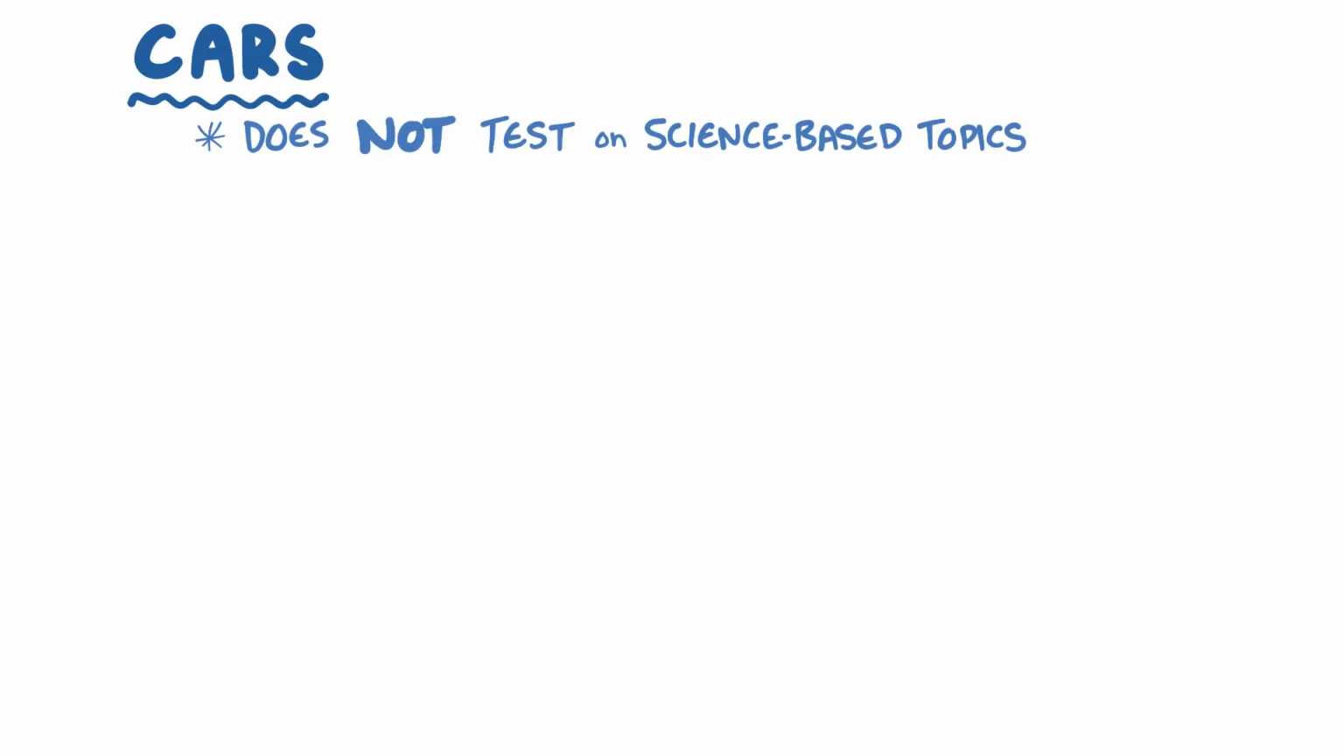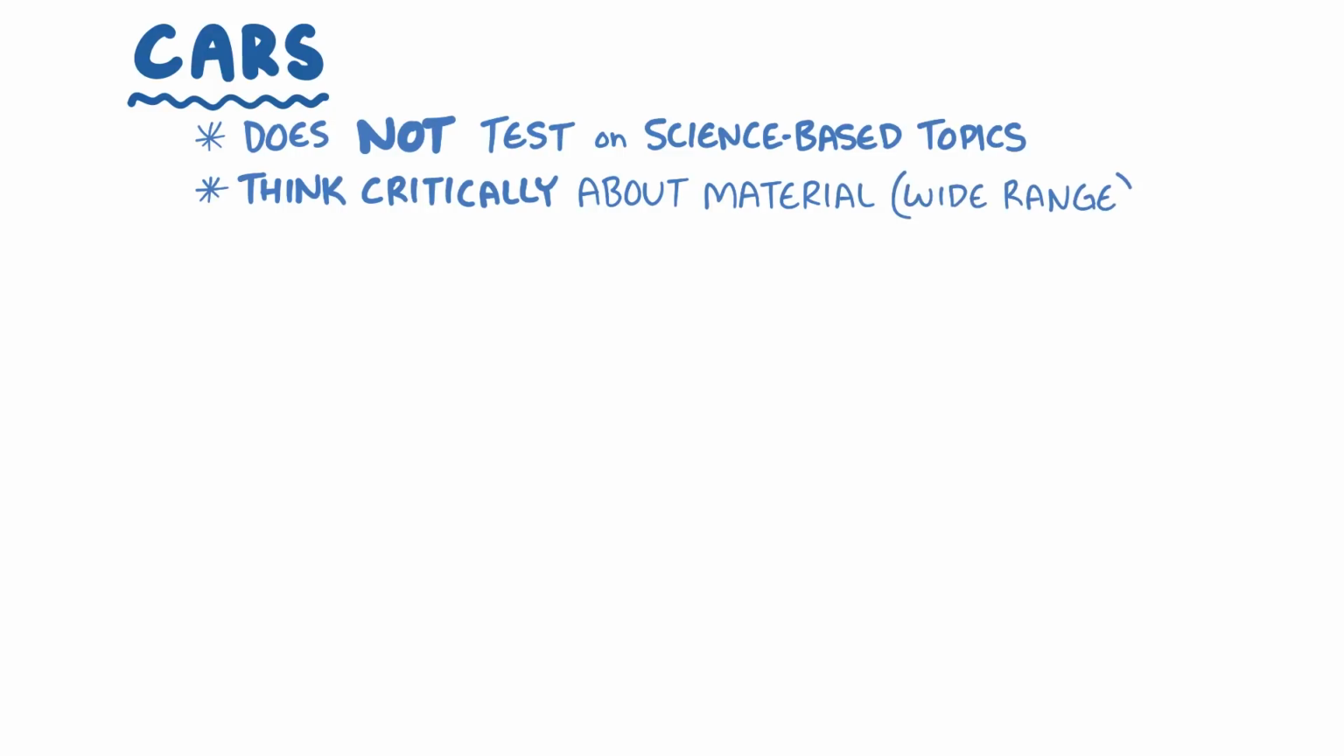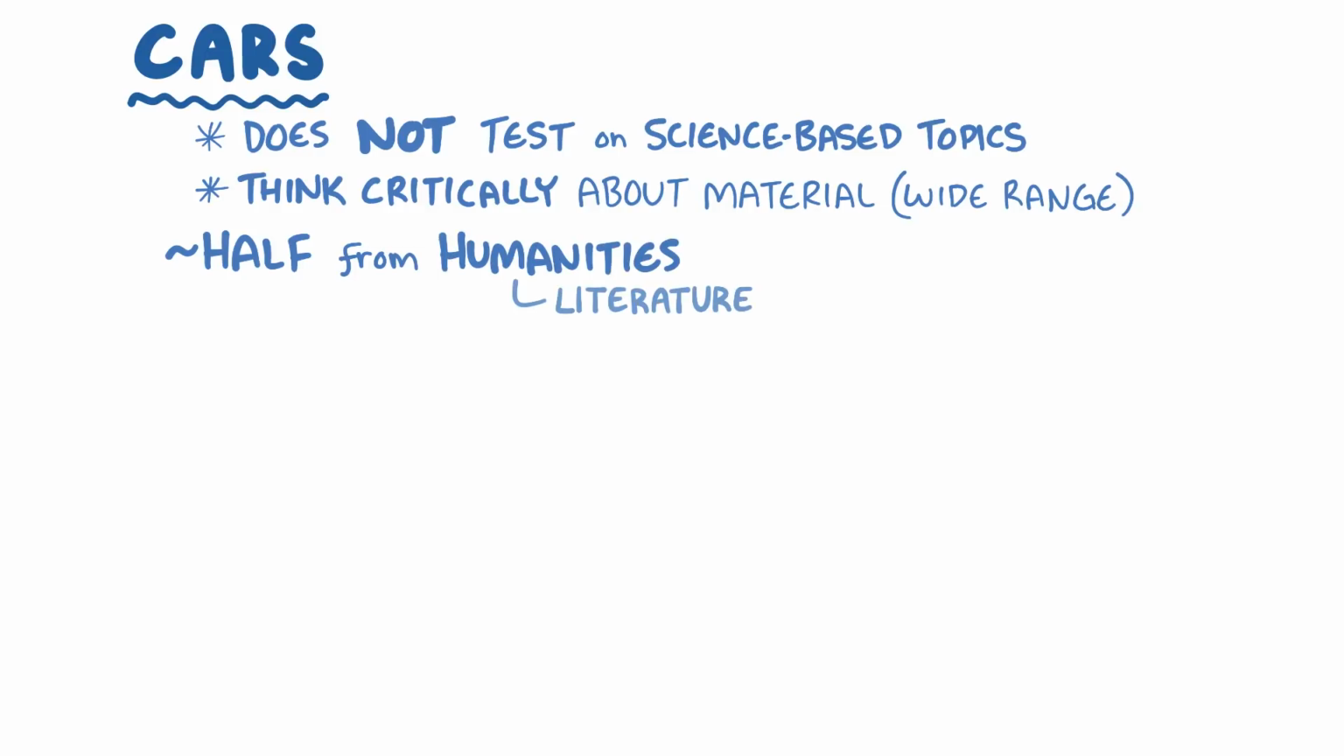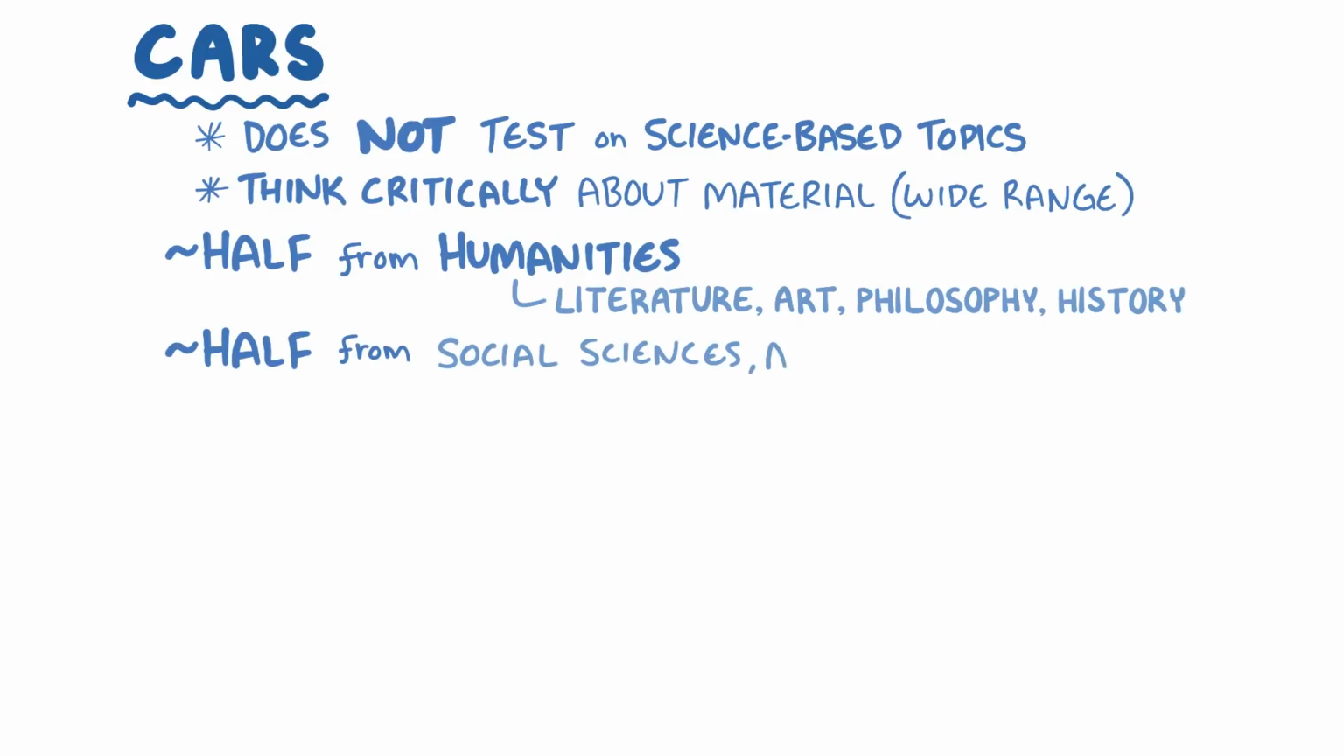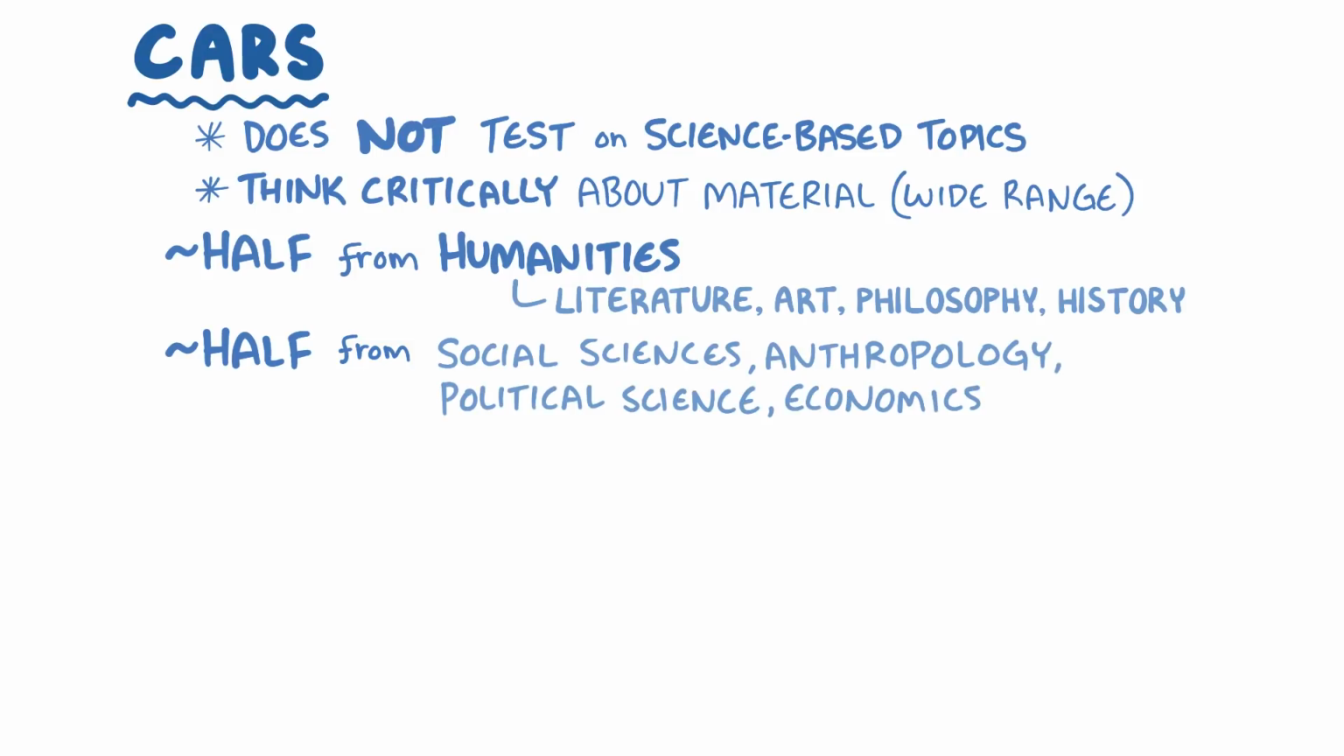Now, there's also the CARS section, which is a little different in that it doesn't test you on science-based topics, but instead it asks you to think critically about material from a really wide range of disciplines. About half of the questions will come from texts from the humanities, like literature, art, philosophy, and history. The other half will come from texts from the social sciences, like anthropology, political science, or economics. The questions will ask you to demonstrate your ability to understand the author's message or main idea.